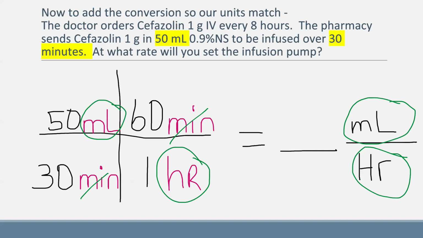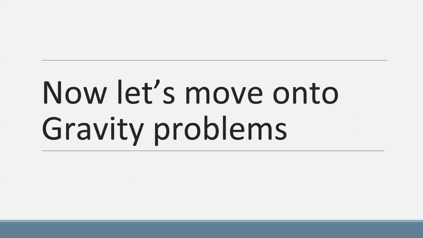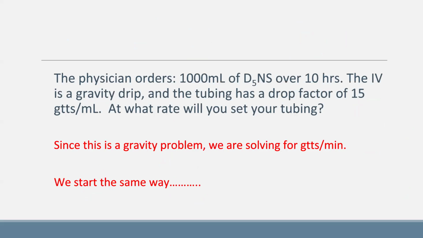One scenario you cannot do that with is gravity. Gravity drips. You can't ever look at it and think, well, that doesn't make sense. You just can't. You can do it with milliliters per hour, but not drops per minute. Are you ready for gravity? Okay, it's not so bad. With gravity, you just remember you always start with your drop factor. Always, always, always drop factor first.